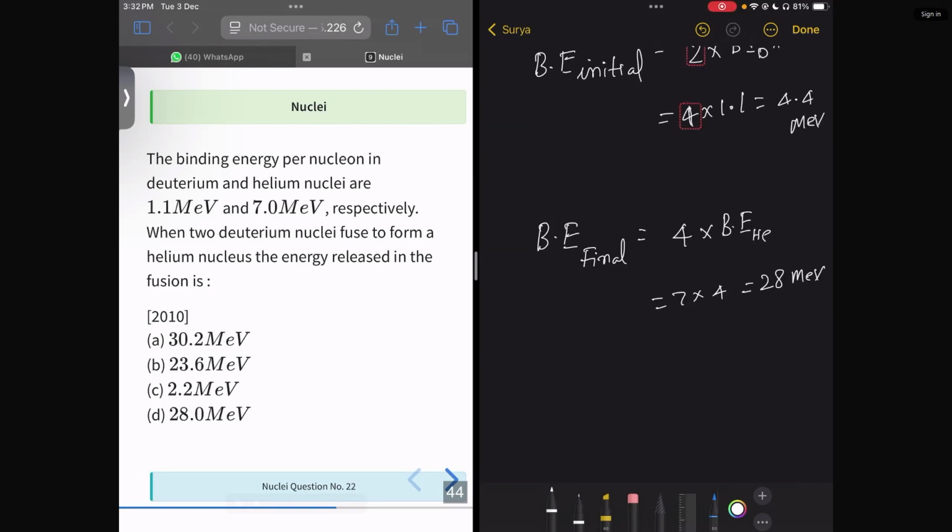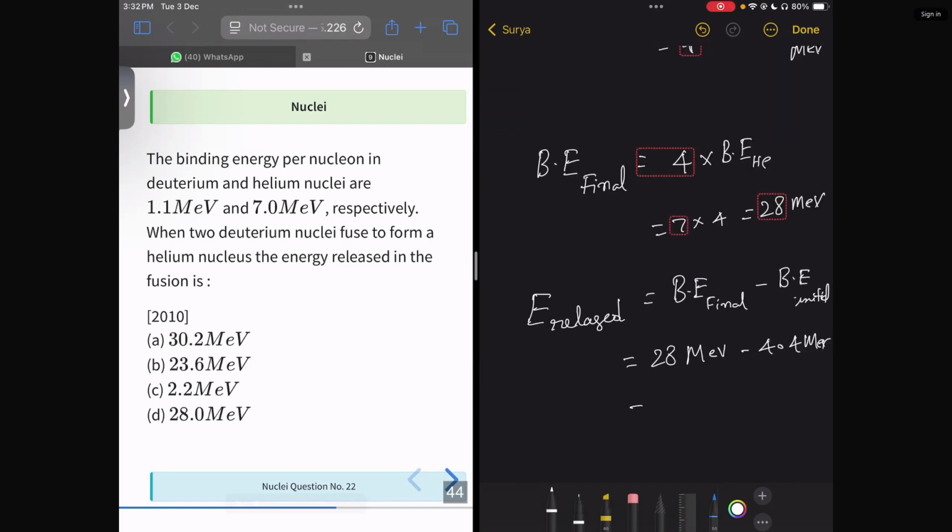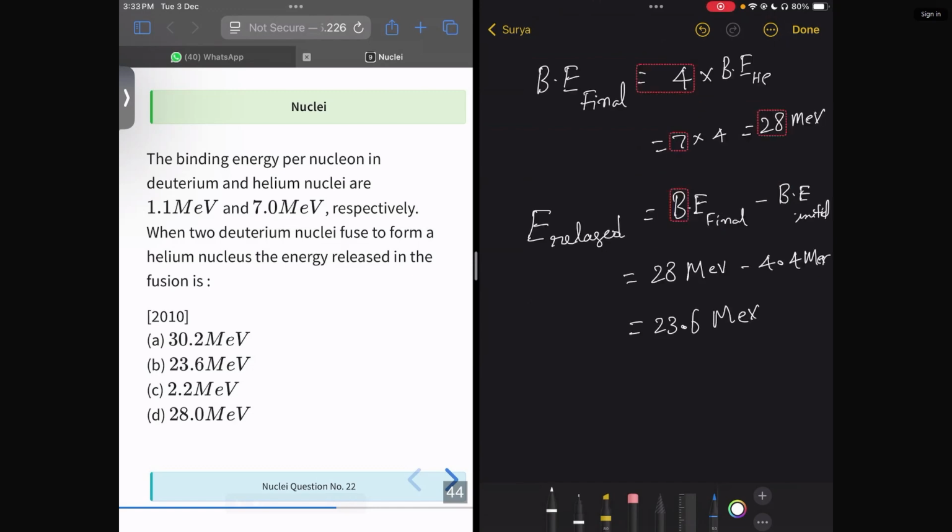So the total energy released will be the difference between them, right? So E released is equal to BE final minus BE initial. So it is equal to 28 million electron volt minus 4.4 million electron volt. So it will be 23.6 million electron volt. So option B is the right answer.